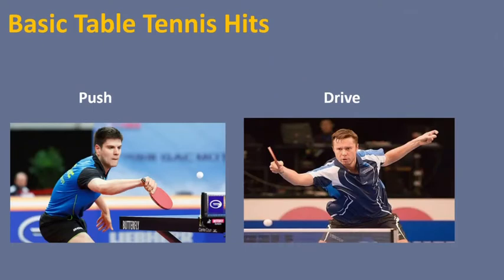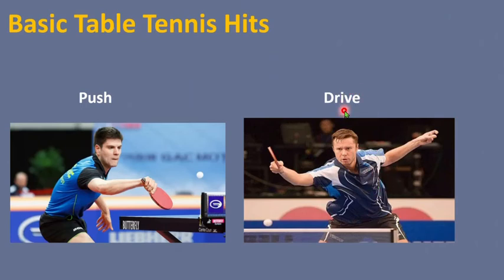Next, we also have what we call push, and we also have drive. The push is a short stroke wherein the racket is just moved in a slight horizontal plane, striking the ball at the bottom portion of the racket. And we also have the drive. It is a stroke wherein the racket is moved forward and upward at an angle, striking the ball to impart a fast forward spinning motion.